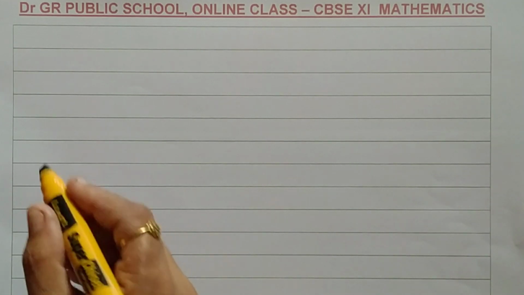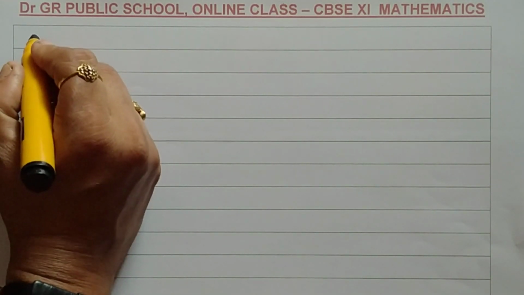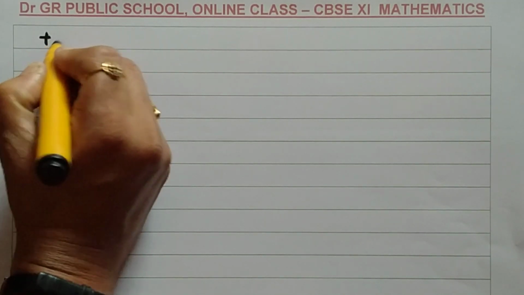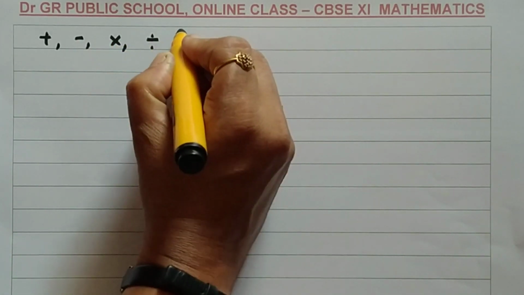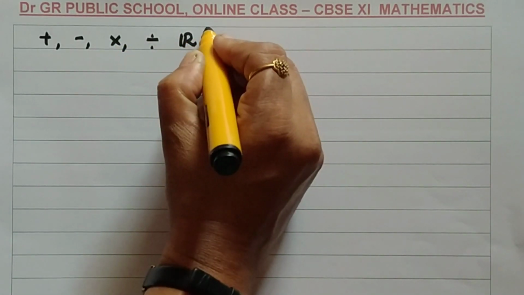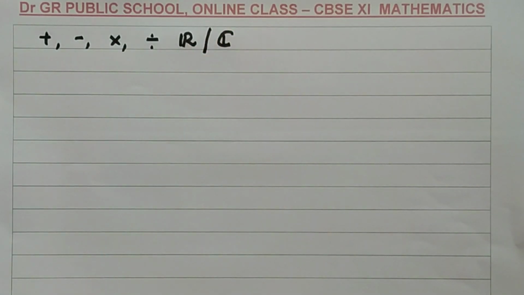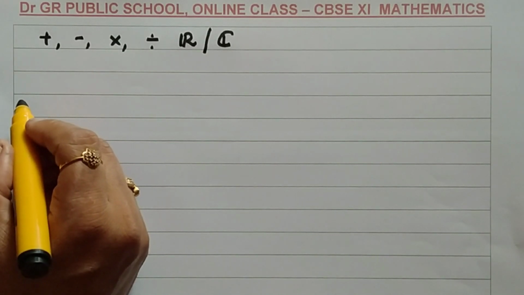Now we are going to study the algebra of complex numbers. You know that in the case of real numbers, algebra means addition, subtraction, multiplication and division. The same will be the case in the system of complex numbers too. We are going to study each operation separately.